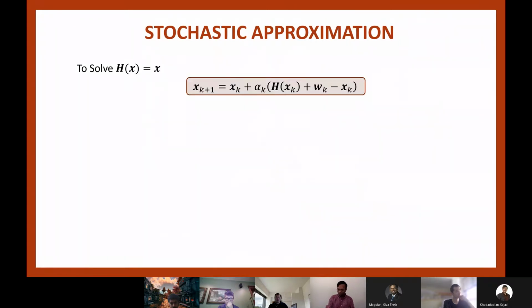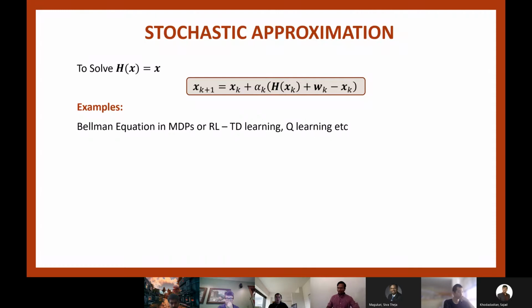OK, let's now go back and look at the examples that we've been talking about. To solve this fixed point equation, I want to use this stochastic approximation. This is the first example of a stochastic recursion, and I told you that this arises in many places. So to solve the Bellman equation in reinforcement learning, when we use a stochastic approximation of this form, we get various reinforcement learning algorithms like TD learning, Q learning, and so on. And like I mentioned, Zaibe will talk more about this in part 2.